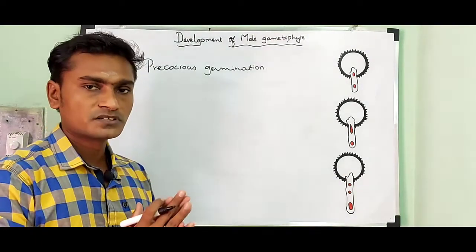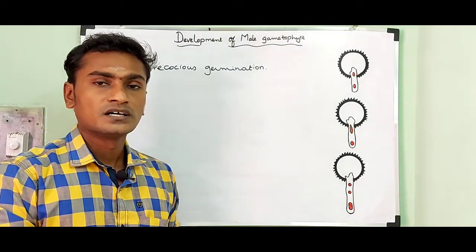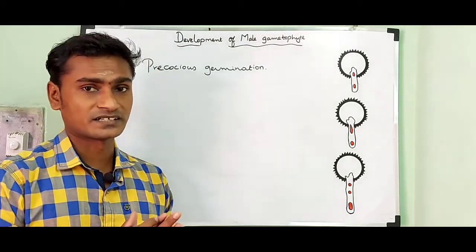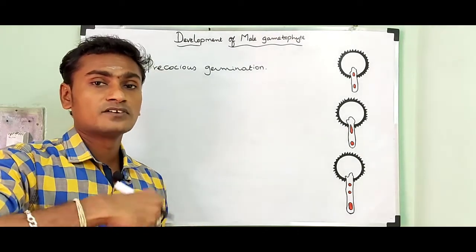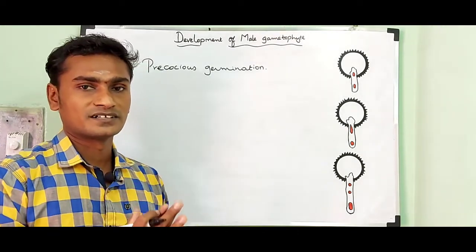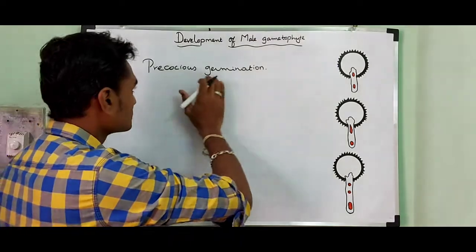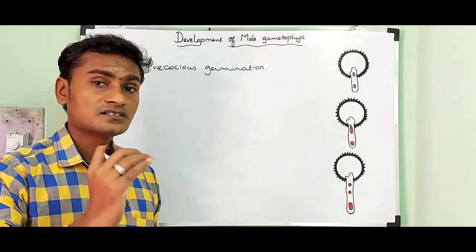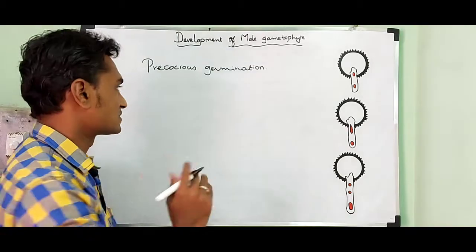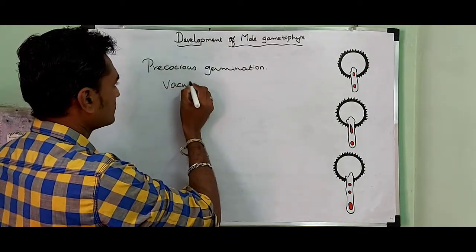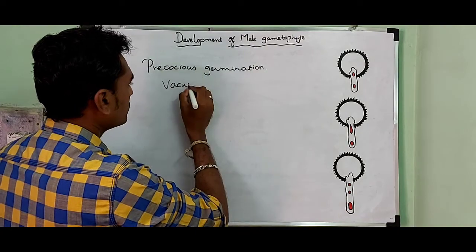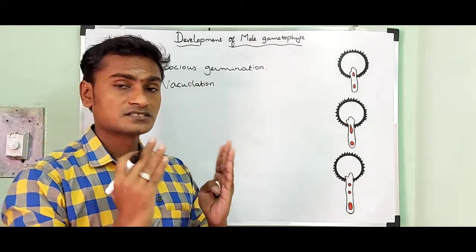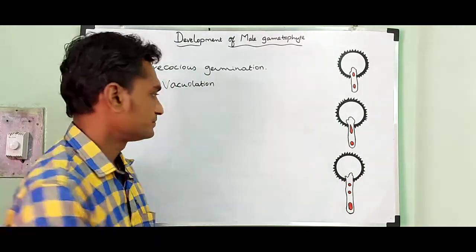Microspore or pollen grain, what do we call it? The first cell of the male gametophyte. Where does its development take place? In the microsporangium or pollen sac. Since the development of the male gametophyte takes place inside the microsporangium itself, that germination is called precocious germination, okay? Wherein the central large vacuole is formed and that process is called vacuolation. So in the pollen grain a large central vacuole is formed.